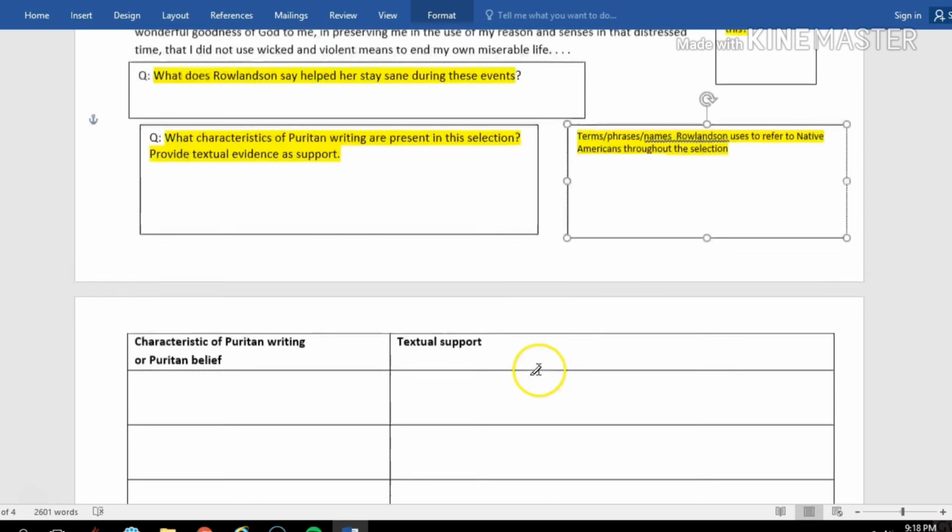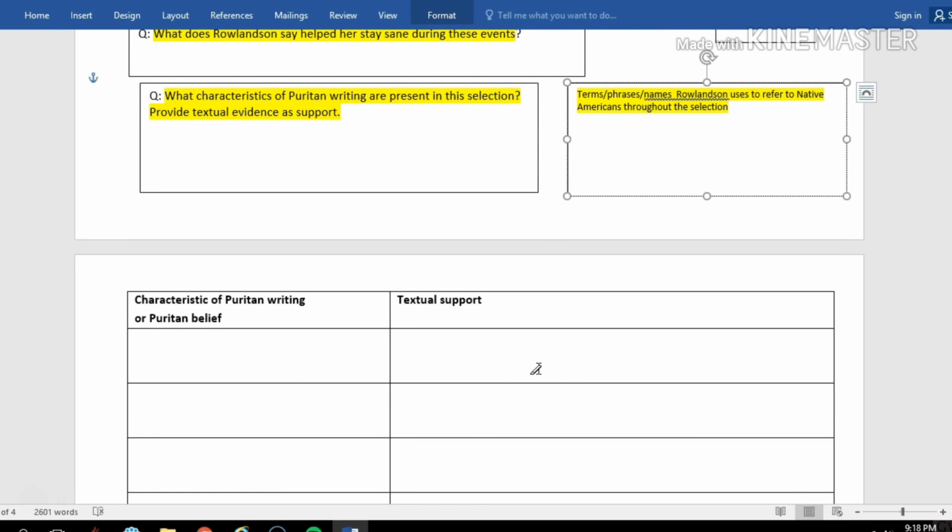All right, this concludes part 2, and it concludes the Captivity and Restoration of Mary Rowlandson.